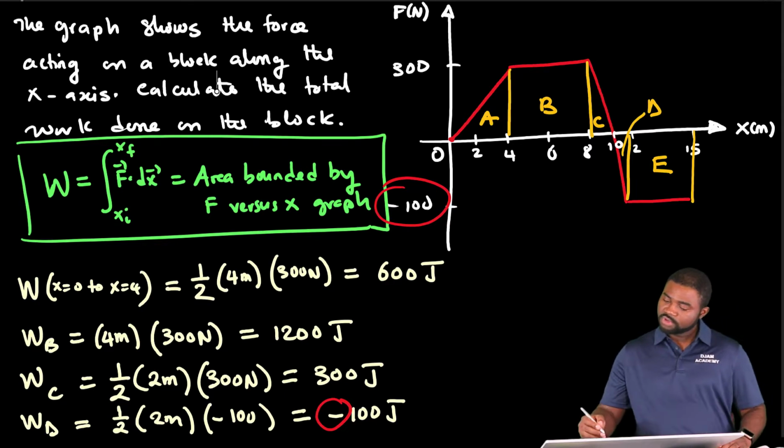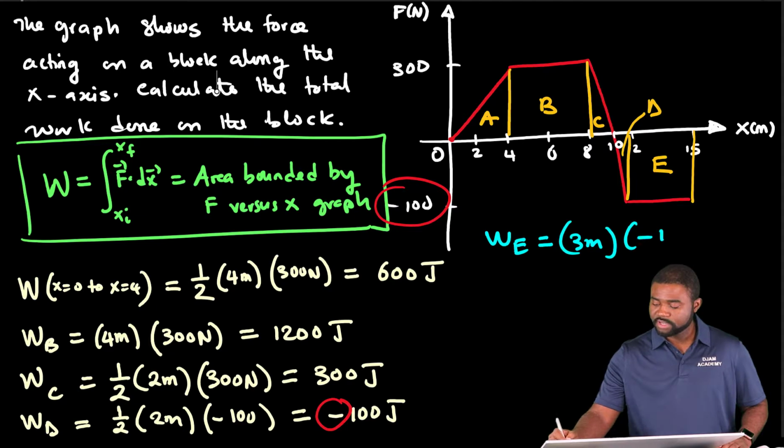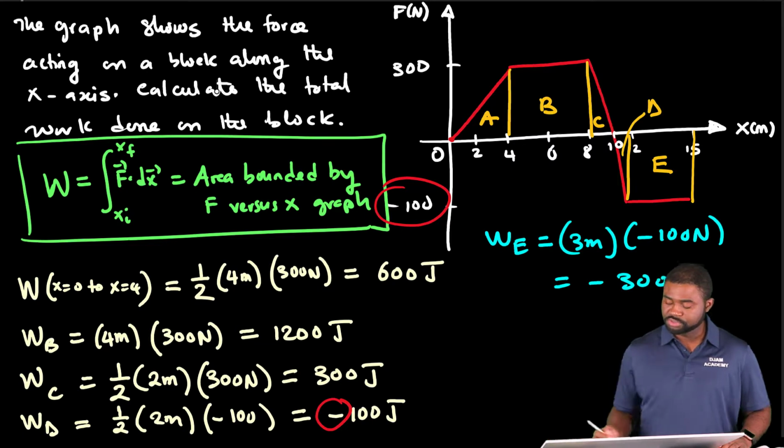Now the next, we will have E. So WE, which is just a rectangle. So we will have here 15 minus 12 is 3 meters, multiplied by negative 100 newtons. So we will have here negative 300 joules.